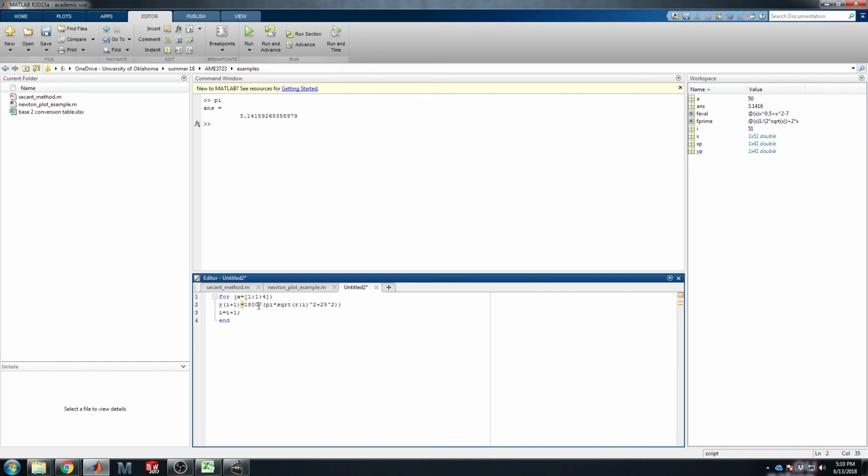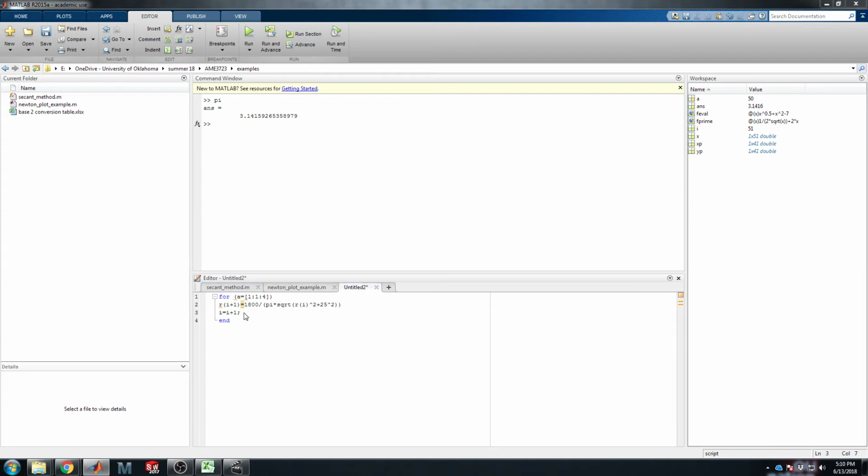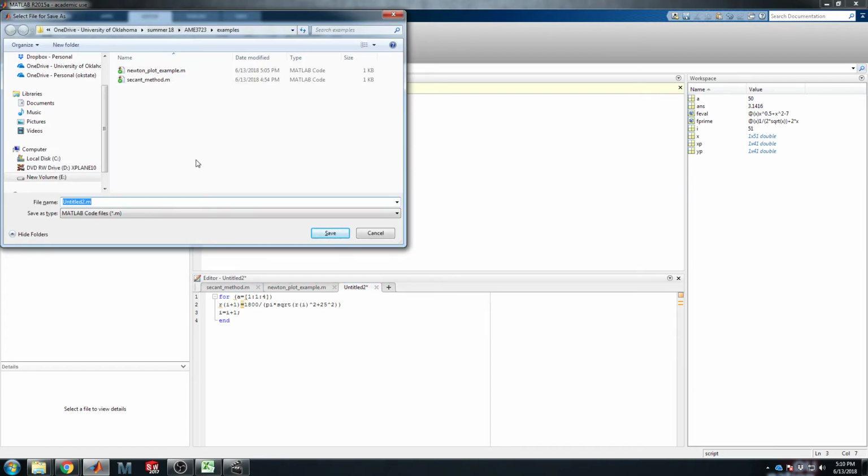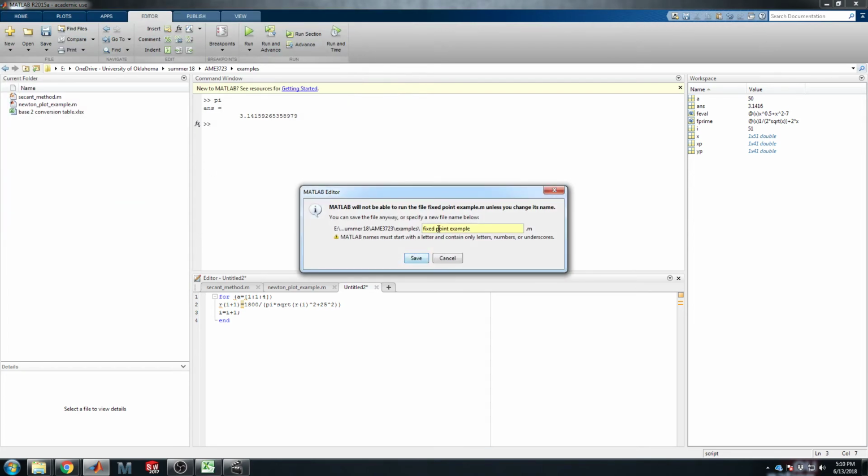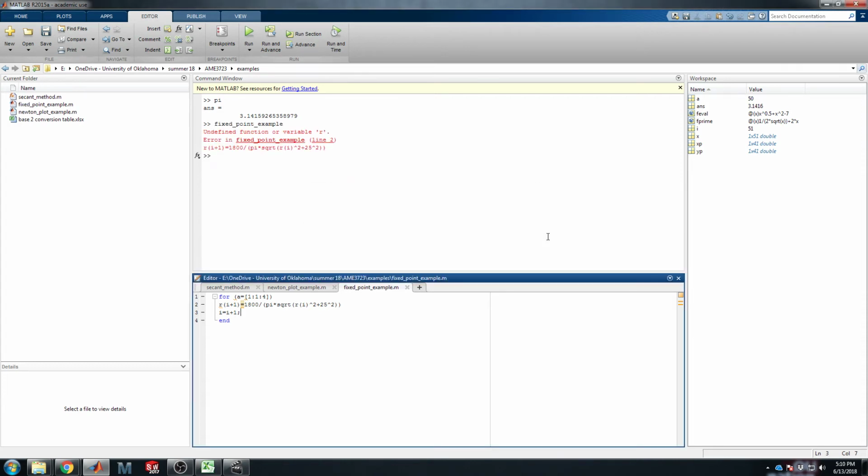Okay, so this will go from I equals 1 to 4, so just basically 4 loops, with the update equation specified to us, I equals I plus 1. We should be able to read out the R's. Hope it works. I have to save this. Let's do this as fixed point example. Oh yeah, I do that every time. I always forget that it can't handle spaces, but okay.